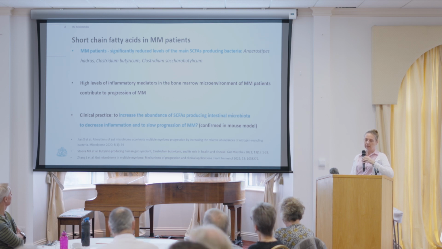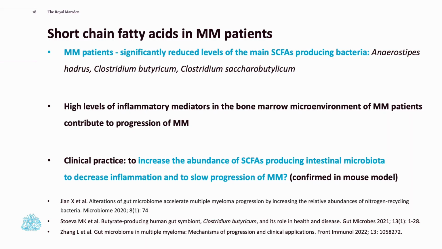Now, in multiple myeloma patients, it was found that there are significantly reduced levels of short-chain fatty acids. As a consequence, we find high levels of inflammatory mediators in the bone marrow environment. You saw that was the last step. And now the question is, would we be able to prevent the progression of multiple myeloma if we changed the bacteria in the small and mainly large bowels so that we would increase the production of short-chain fatty acids and would reverse the microenvironment?